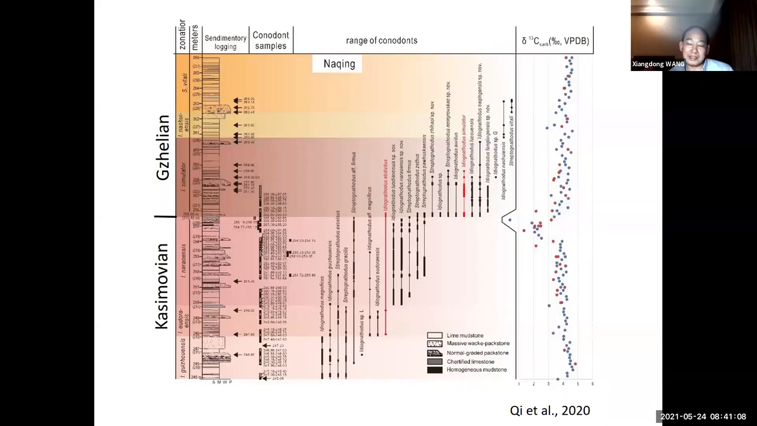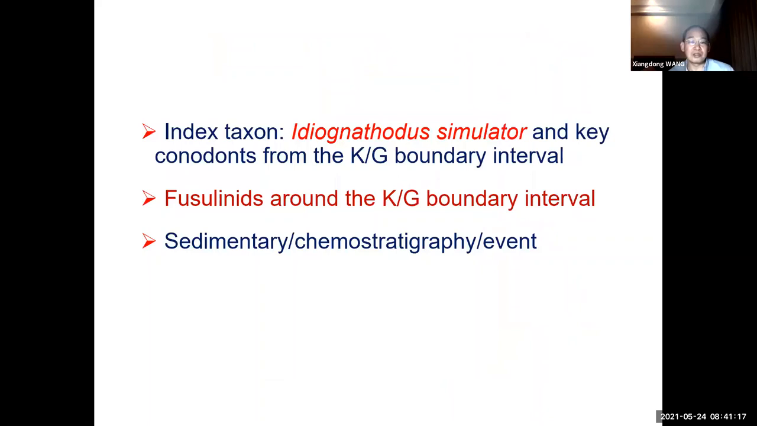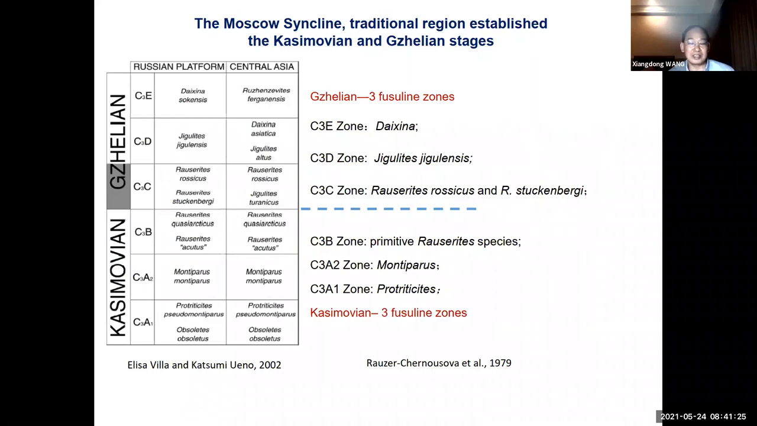And the next slide, please. Next slide, please. So also this next slide, please. And if we see the fossil lineage, the base of Gzhelian is characterized by the first occurrence of the Rosalites and Rosicas, and the Rosalites stockenbergensis, this comes from advanced Rosalites. And the next slide, please.